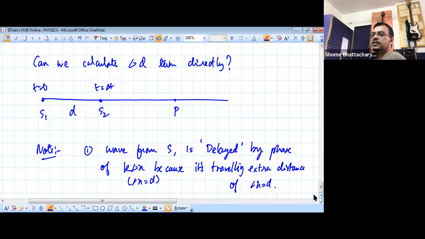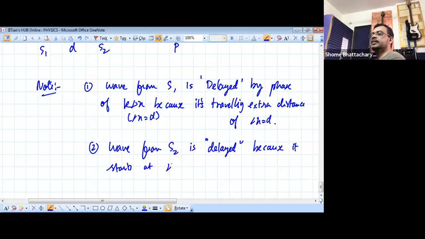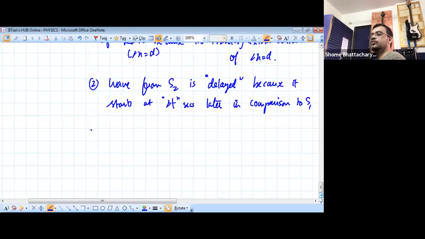But on the other hand, the wave from S2 is delayed because it starts delta t seconds later in comparison to S1. So therefore, my net phase difference delta phi should become k delta x minus omega delta t.